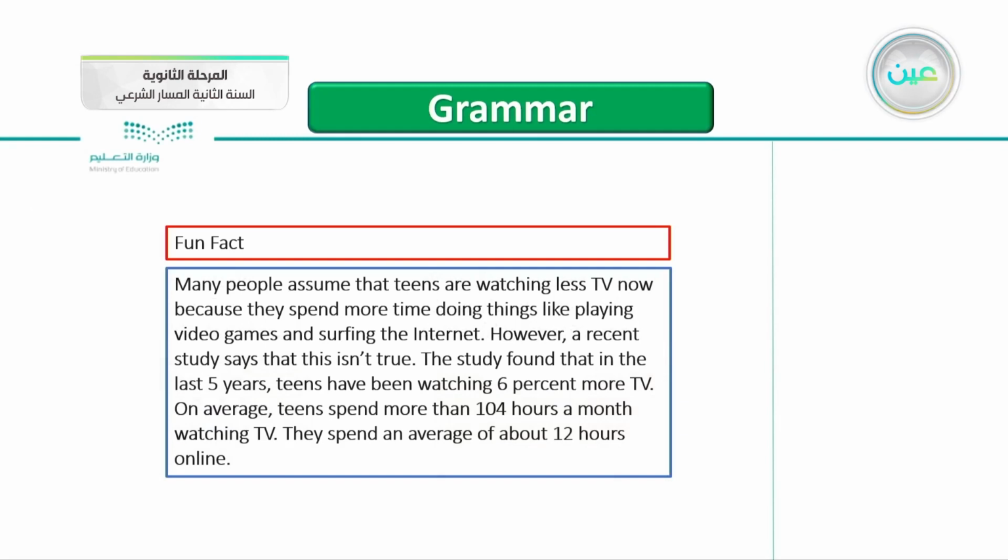Here's a fun fact that many people assume that teens are watching less TV now because they spend more time doing things like playing video games and surfing the internet. However, a recent study says that this isn't true. They thought that teens were busy with the internet and playing video games. The study found that in the last 5 years, teens have been watching 6% more TV. On average, teens spend more than 104 hours a month watching TV. They spend an average of about 12 hours online.